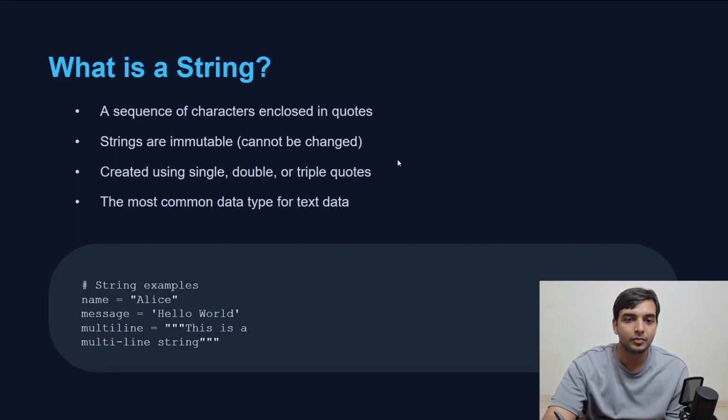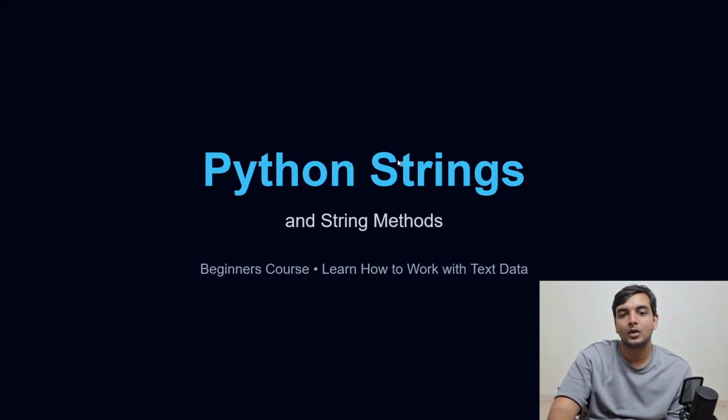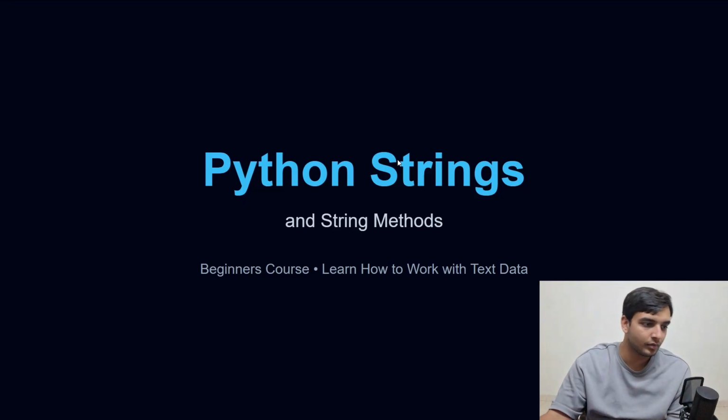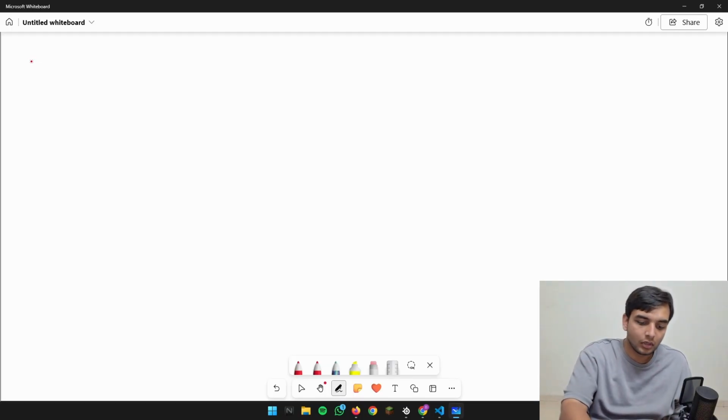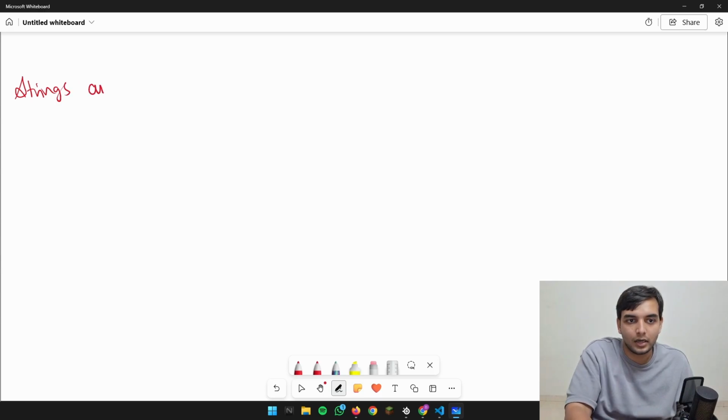Okay, so what is this Python string? A Python string is basically a collection of text enclosed in quotes. It can be either single, double, or triple quotes, and it completely depends upon the use case. Let's study that on the whiteboard. Strings and methods. So a string can be defined as a collection of text enclosed in quotes.